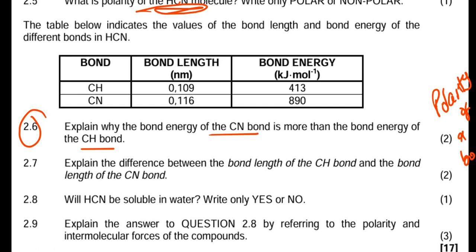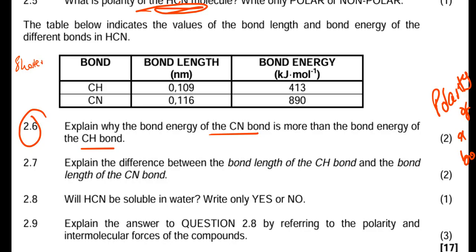Well, if you answer it that way, to say the bond energy of CN is more because it has a longer bond length, it wouldn't be. Remember we said the shorter the bond length, the stronger the bond, and therefore the higher the bond energy.